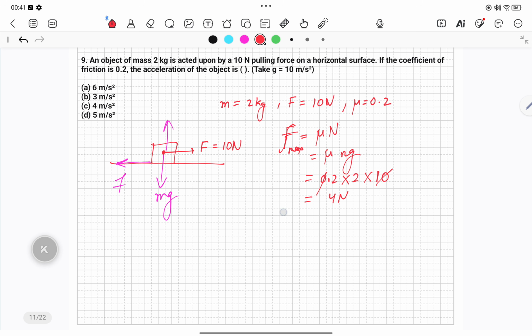Here, the pulling force is greater than the friction force. So net force will be equal to 10 minus 4, that is equal to 6 Newton. So acceleration will be equal to net force by mass. So it will become 6 divided by mass, given as 2, that is 3 meter per second square. Here the object is still moving, that is why it has acceleration. So option B is correct, that is 3 meter per second square.